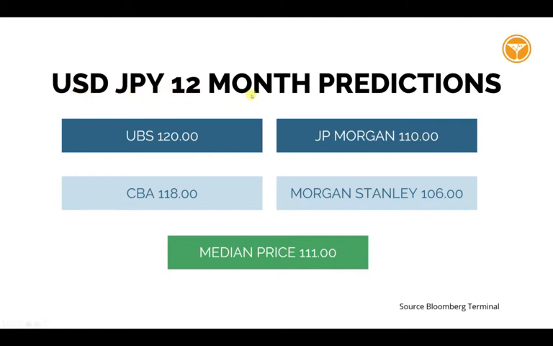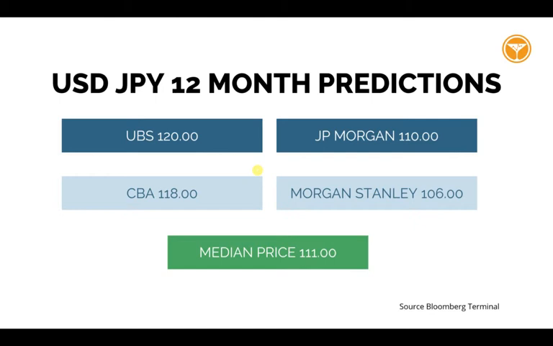And we've got some 12-month predictions for where a few of the big investment banks think the US dollar, Japanese yen will be. So we've got UBS at 120 by the end of the year, JP Morgan at 110, Commonwealth Bank saying 118, and Morgan Stanley saying 106. So I've taken a bit of a spread because it does prove one thing, and that is that not that many people are very sure where the US dollar yen is going to be.